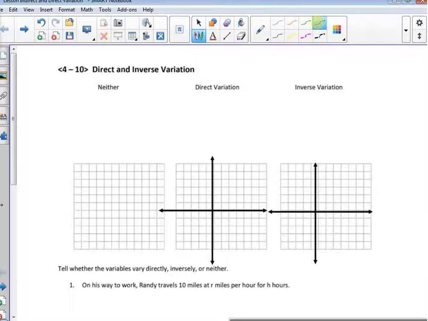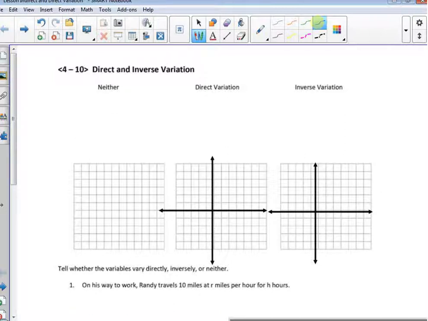Today we're going to talk about direct and inverse variation. You've already seen direct variation. Hopefully you remember that it was the oblique line that went through the origin. Now we're going to add to that. We're going to add inverse variation.